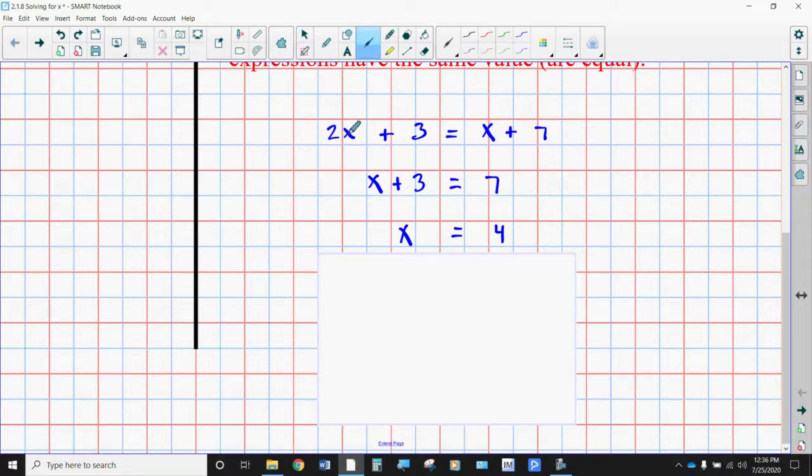If I wanted to prove that 4 is our solution, I can plug that 4 in here, and plug it in here, and then use the order of operations to simplify to prove that each side is the same. That's what we call the check, where you take 2 times 4 plus 3, which is 8 plus 3, that's equal to 11, correct? That should be equal to 4 plus 7, which is 11. So this proves, by doing the check, that when x is equal to 4, this expression is equal to that expression. So that's our goal. That's what we do when we solve equations.